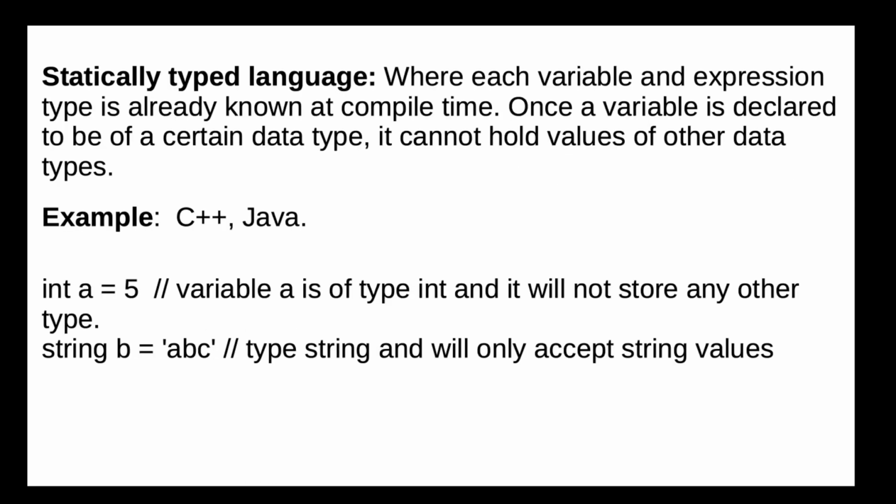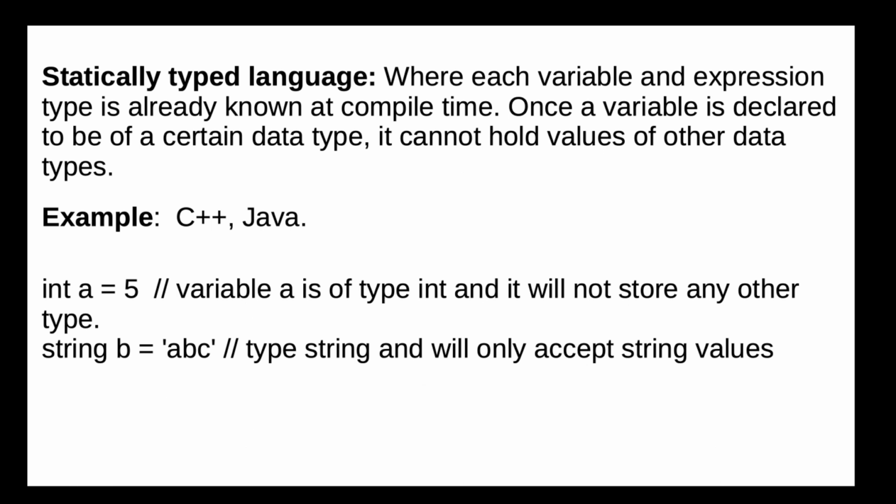First is statically typed language, where each variable and expression type is already known at compile time. Once a variable is declared to be of a certain data type, it can't hold values of another data type. For example, C++ and Java use static data types like int for numbers and string for string values.